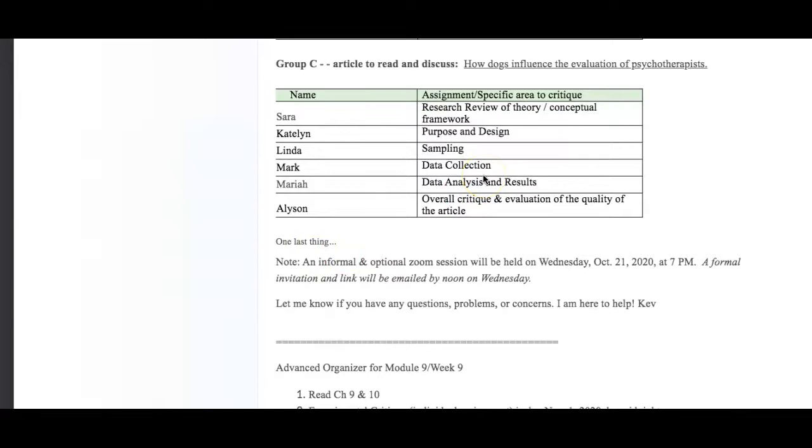While we're going through what's due this week, I do want to mention an informal and optional Zoom session Wednesday at 7 p.m.